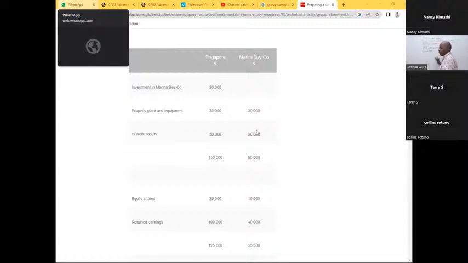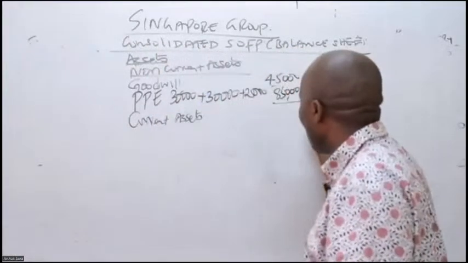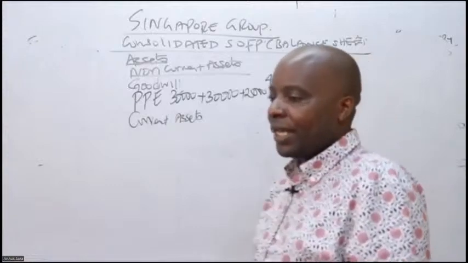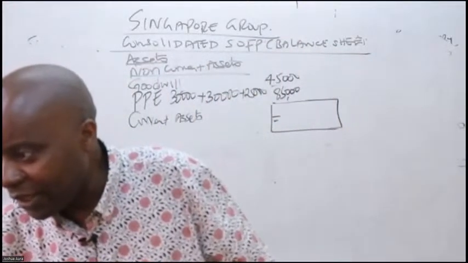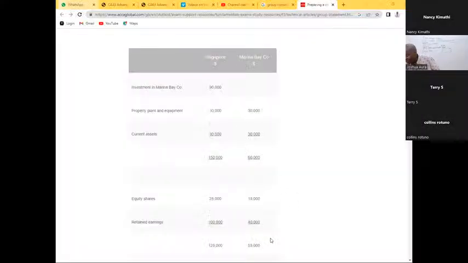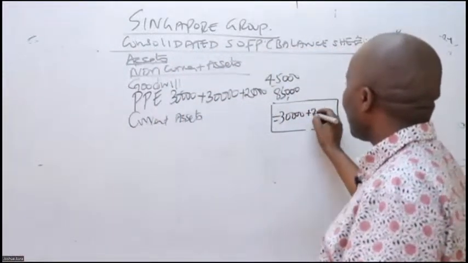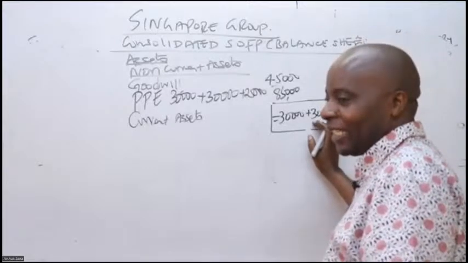I'll simply go to my box here. I'll make adjustments later. I say equals, I can see current assets. What do we have here? I can see 30,000 and 30,000. So I'll say equals 30,000 plus 30,000. I'll be making adjustments later, but just say it like that.